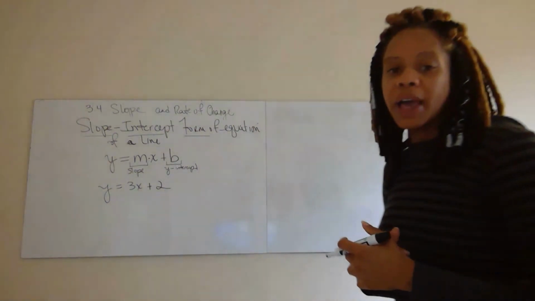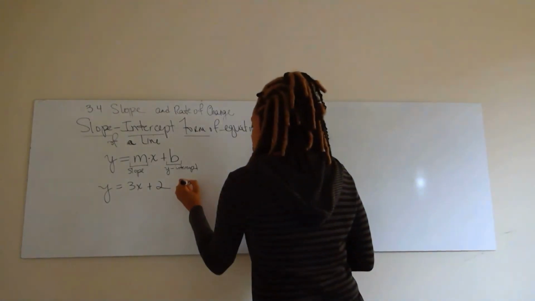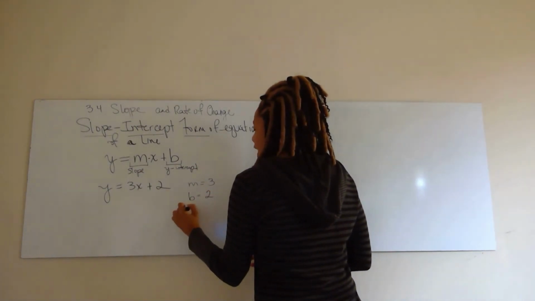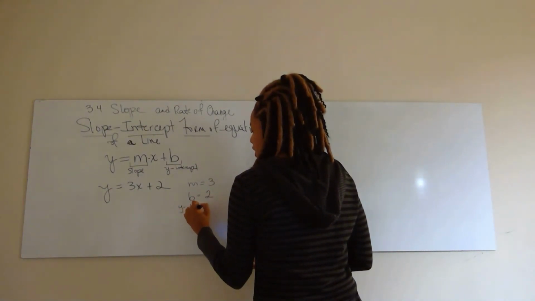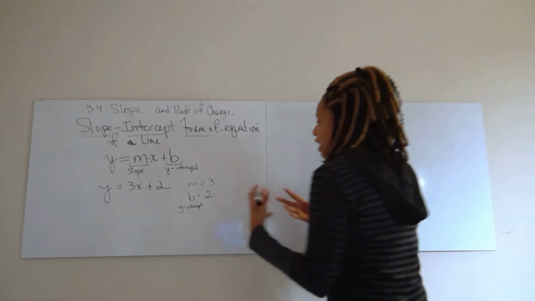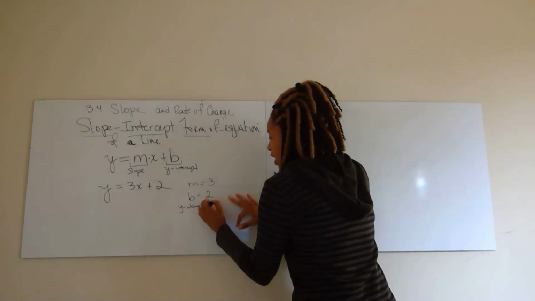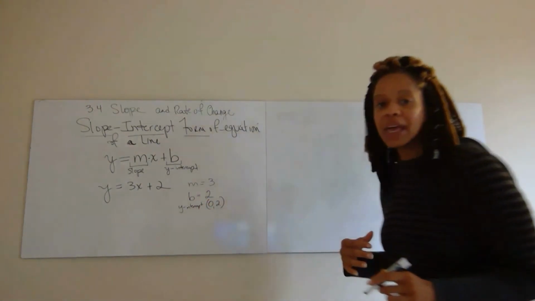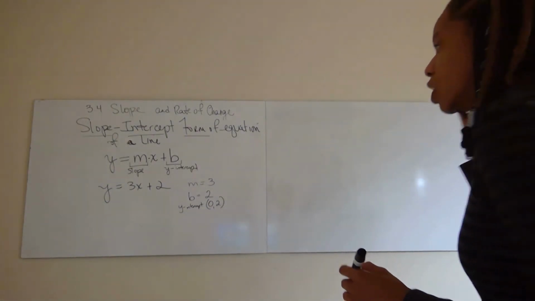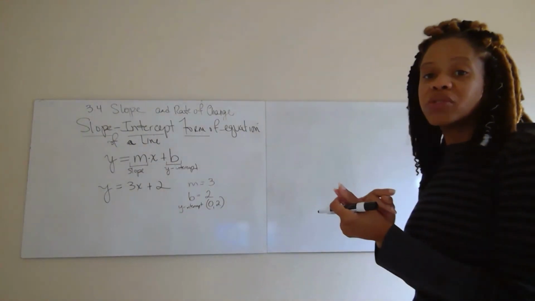So let's say we have y is equal to 3x plus 2. What does that mean to us? It means that the slope is 3, and the y-intercept is 2. What is a y-intercept? I just want to make sure that we understand this. A y-intercept, remember, is a point that's on the y-axis. So what would that look like as an ordered pair? 2 is the y-intercept, so as an ordered pair, it would be looked at as (0, 2). So given an equation of a line, you should be able to identify the slope and the y-intercept of it.